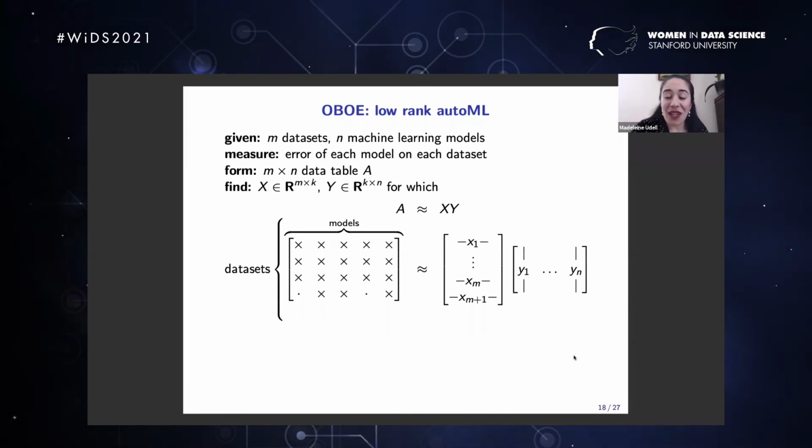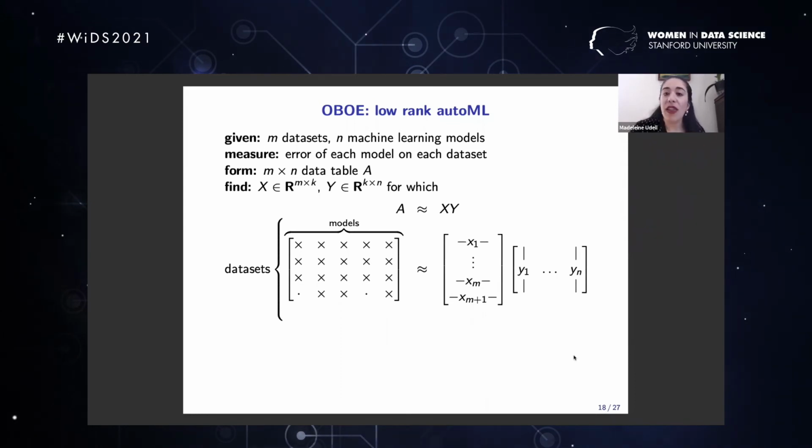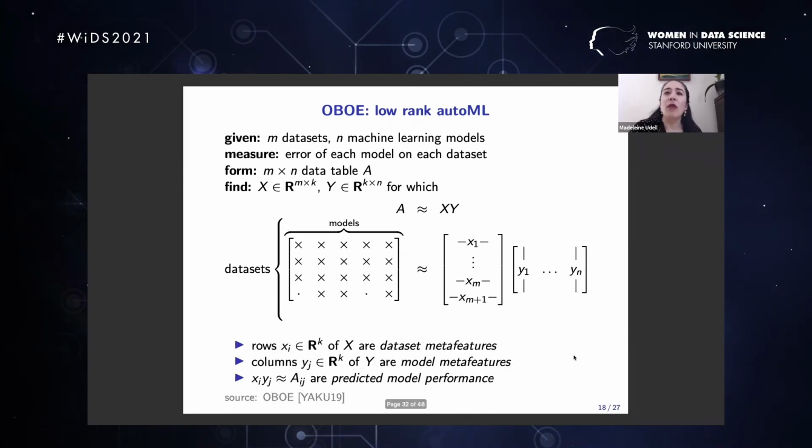This is awesome because now I can look at which imputed entry is the lowest and say, maybe that's going to be a really good machine learning model. That's the one I'm going to recommend. So that's how the OBO system for automated machine learning works. You can think about the rows of x as dataset metafeatures, columns of y as model metafeatures, and these entries as predicted model performance. Now, there are actually lots of other ways of getting dataset metafeatures or model metafeatures.